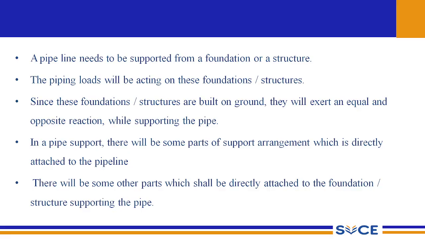In a pipe support, there are some parts of the support arrangement which will be directly attached to the pipeline, and some parts of the support arrangement will be directly attached to a concrete structure which will be provided to support the weight of the pipeline, and there will be some parts which will be attached to a foundation or a structure which will be supporting the pipe. So based on that, the pipeline supports are classified as primary supports and secondary supports.